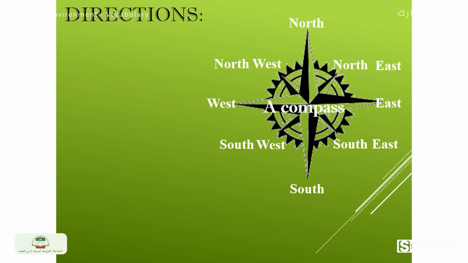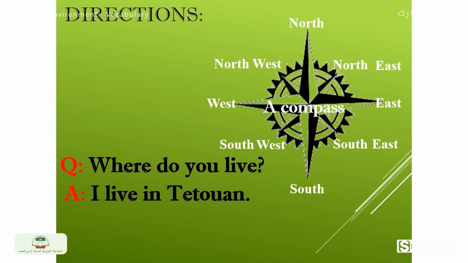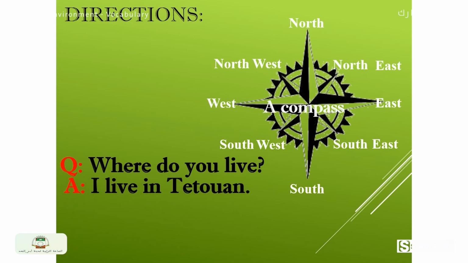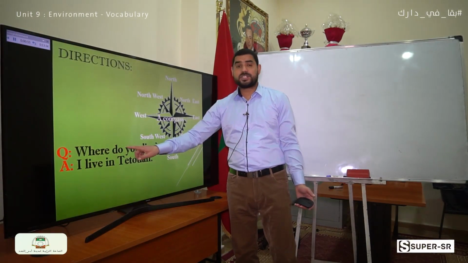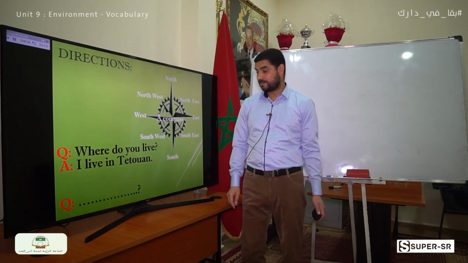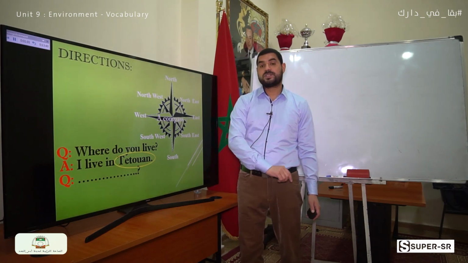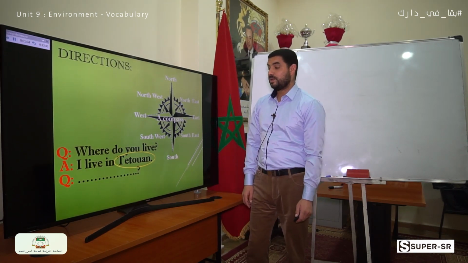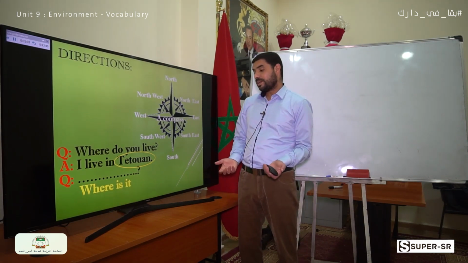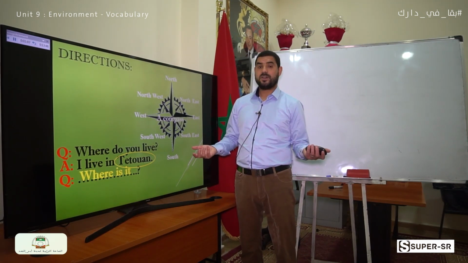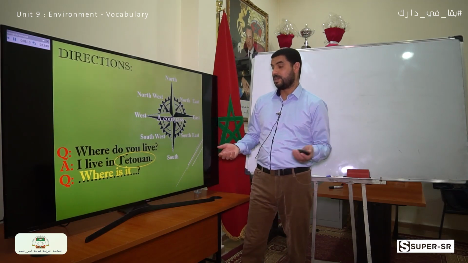Okay, so look at this dialogue. Where do you live? I live in Tétouan. So we want to know what is the direction of Tétouan. So what is the question to ask to know about the direction of Tétouan? We use: where is it? Or where is Tétouan?